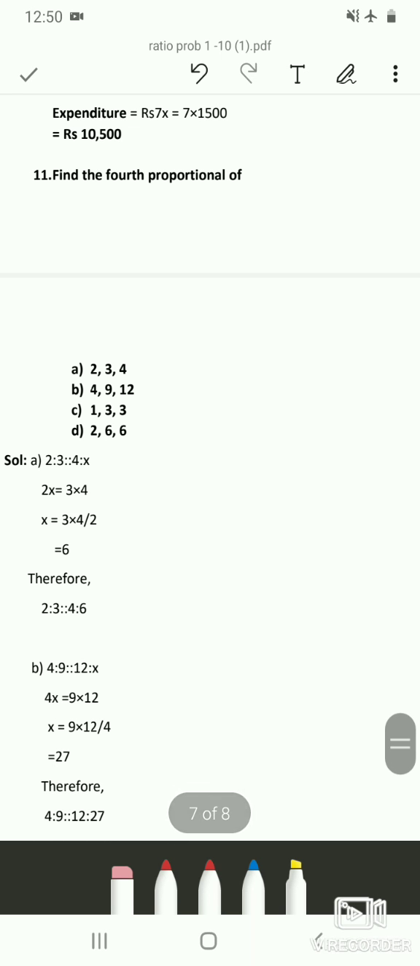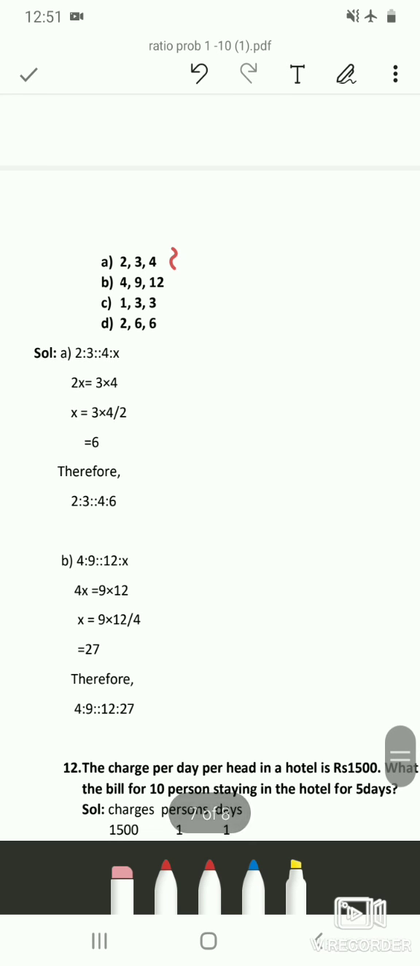So the 11th question is, find the fourth proportion of 2, 3, 4. The next sub question is 4, 9, 12. Third one is 1, 3, 3, and the last one is 2, 6, 6. So you have to find out the fourth proportion. So let us see for the first case. We have to find out the fourth proportion of 2, 3 and 4.